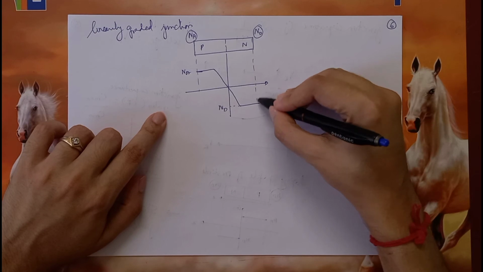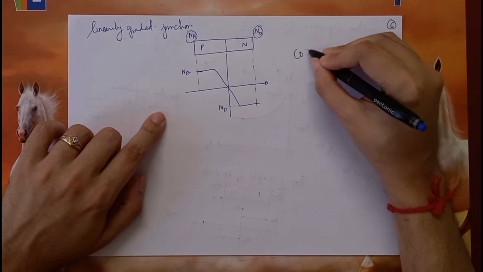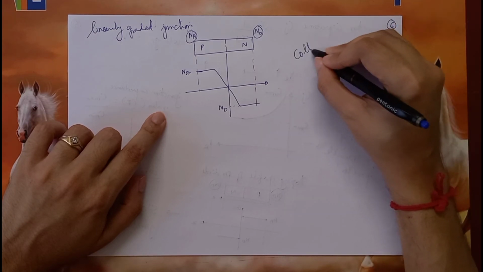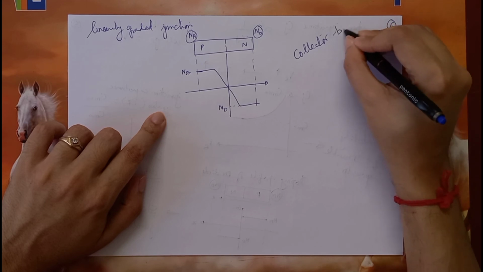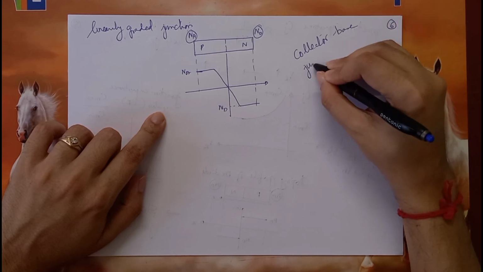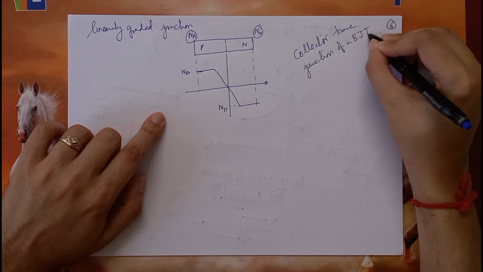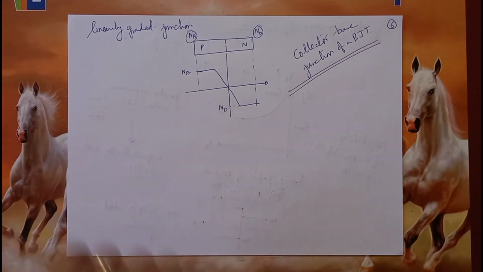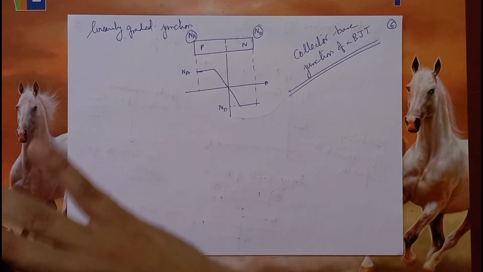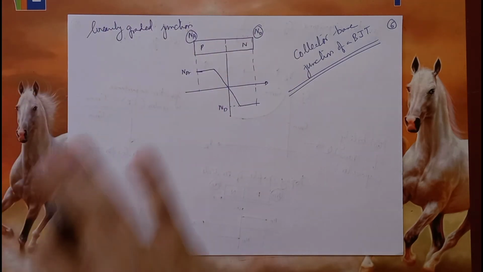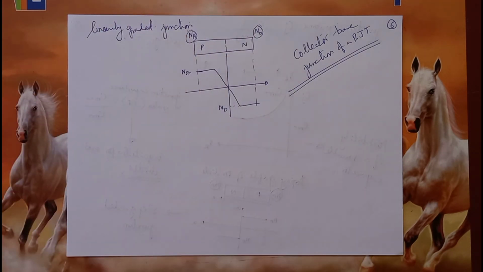These kinds of junctions you will find in the collector base junction of a BJT. Anyway, we will not go very deep into the junction description. I'm just giving you an example.